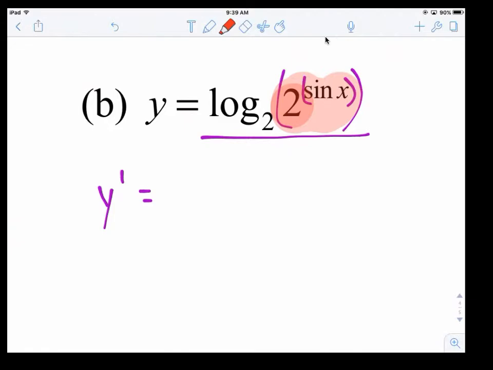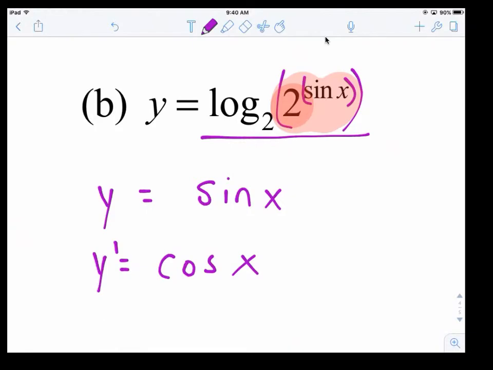Now, for the log function, we're using base 2. So actually, the log base 2 cancels out that 2, and you're just left with sine of x. And then that derivative becomes cosine of x. Because the log base 2 and the 2 cancel each other out. So if you have, say, log base 3 of 3 to the something, they would cancel each other out. These two have to match up. They have to be the same base. Otherwise you couldn't do that.